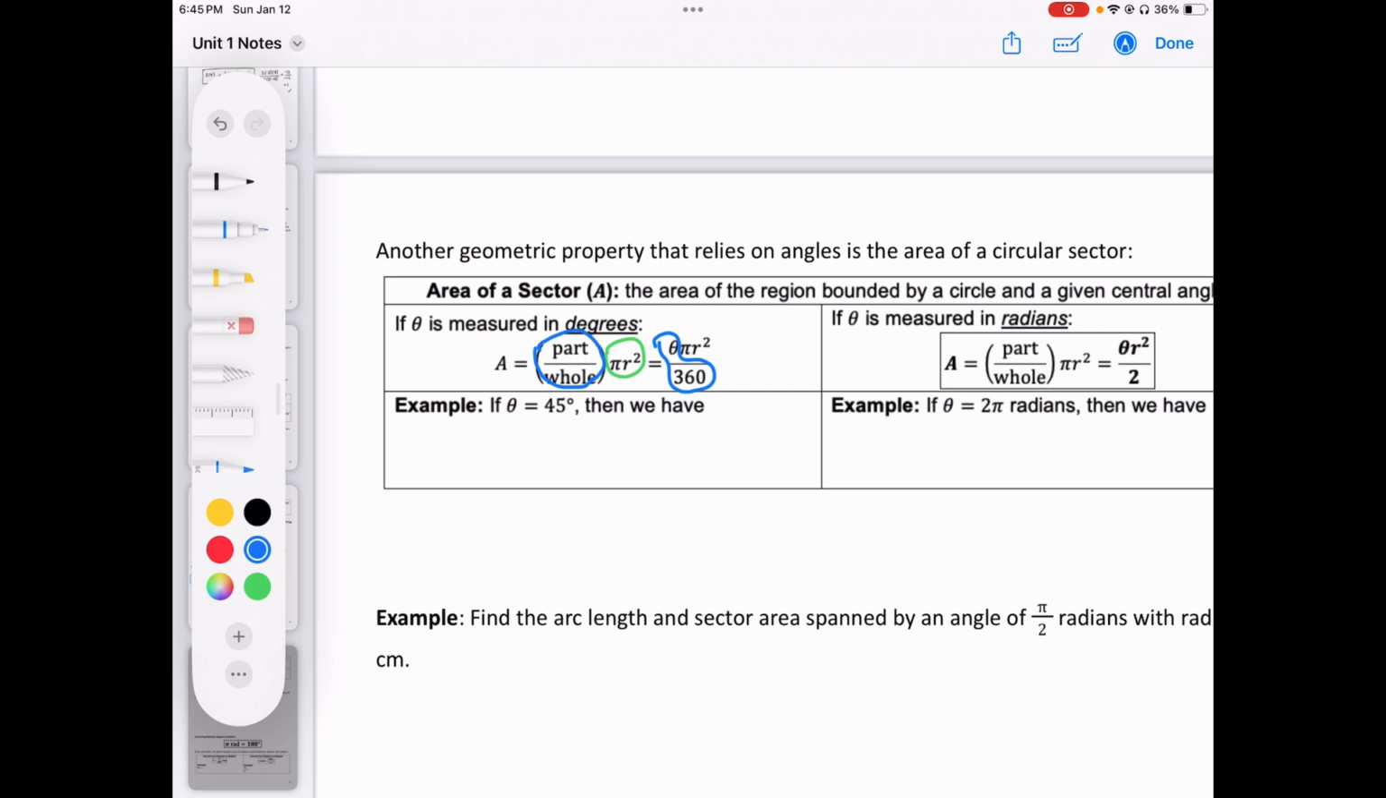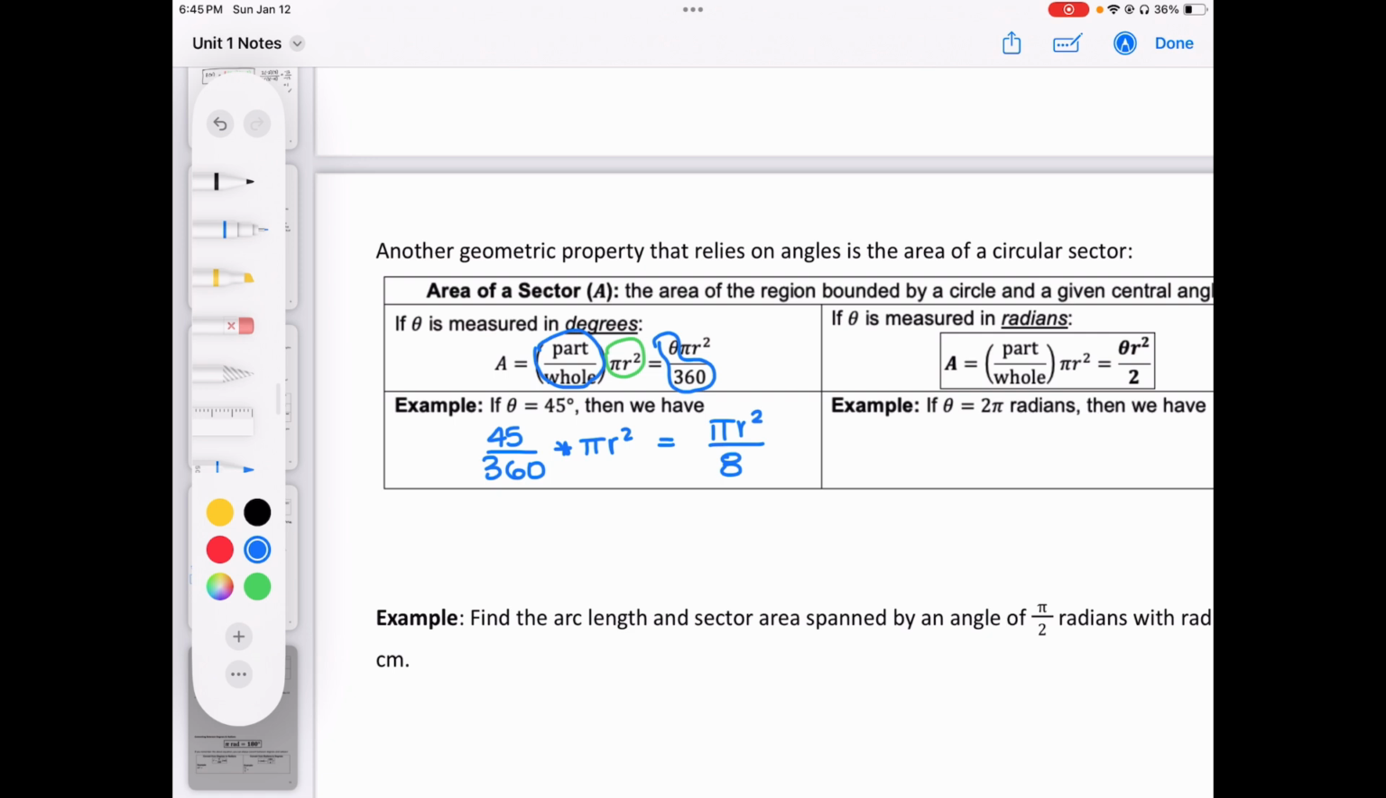Now, let's plug in 45 degrees for theta and see what happens. Okay, we're going to have 45 out of 360 times pi r squared. Okay. All we need to do is simplify 45 over 360. We don't have a given radius in this situation, so we would have pi r squared over 8 as our solution, units squared.